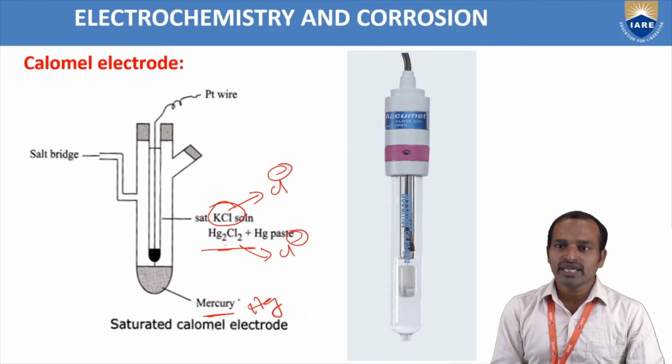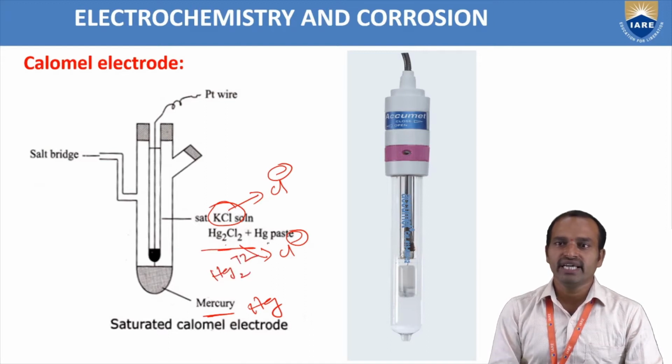Mercury, Hg, is the metal, and the sparingly soluble salt has the same metal ion: Hg2Cl2 has Hg2 2+. These are taken in the electrolyte solution, KCl, which has the same anion.